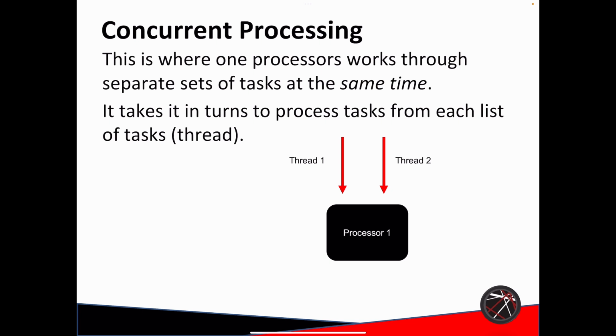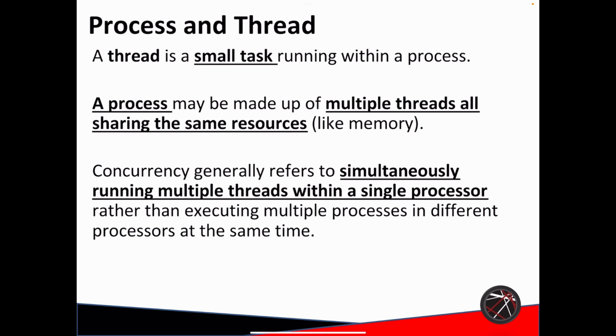But I'm hoping you're asking yourself, well, how is that possible? You could only ever process one task at a time, one instruction at a time within a processor. If we think of each task as a separate process, we would call that a thread. The idea of a thread is that you separate out each action.